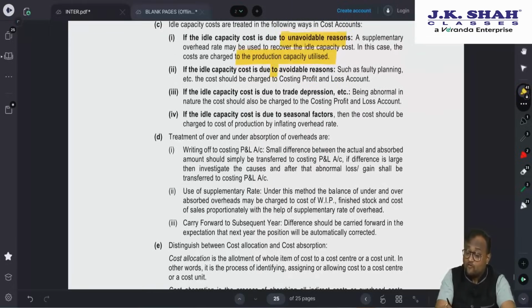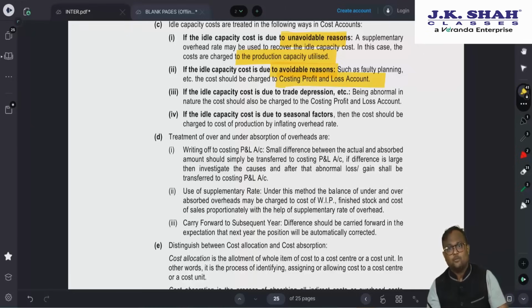But if it is due to avoidable reasons, meaning faulty planning, poor management, instead of effective planning there is defective planning or there is a failure of the management. If something of that sort happens, if your anticipation, your expectation of quantity is wrong right from the beginning, and you get an idle capacity, that cannot be charged to the customer, that has to be charged to costing P&L. Logical it is. Normal loss is unavoidable.